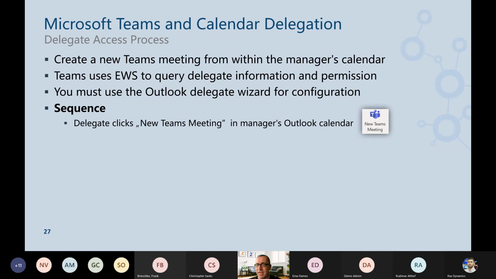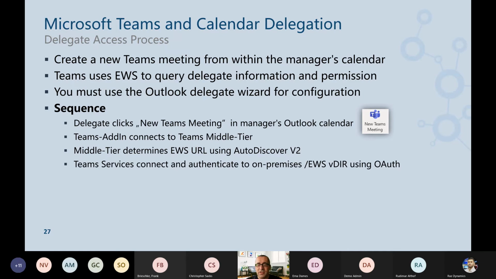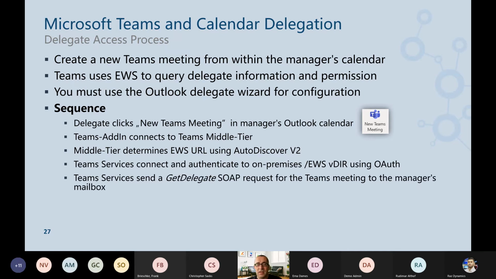So this is the sequence of what happens. The delegate clicks in the Outlook button bar on new Teams meeting. The add-in itself connects to the Teams middle tier in this case. And the Teams middle tier just uses the autodiscover process to find the delegate's calendar endpoint. That's something that we are currently already familiar with. Then it fetches information from the manager's calendar using a get delegate request.